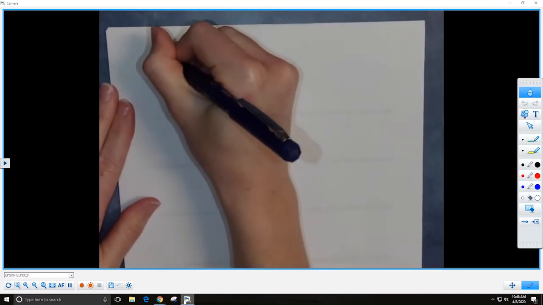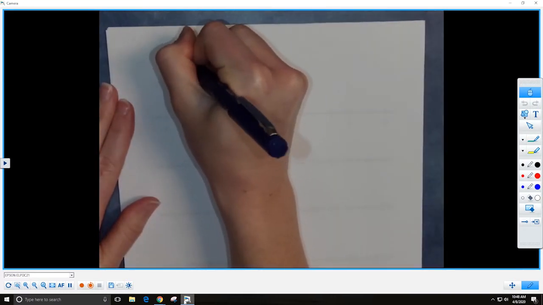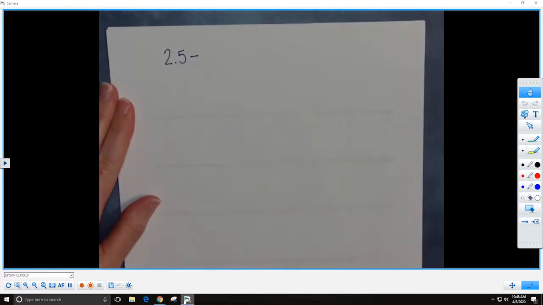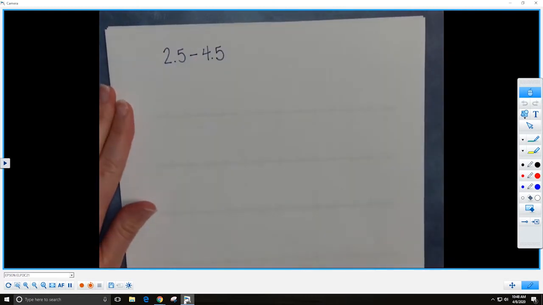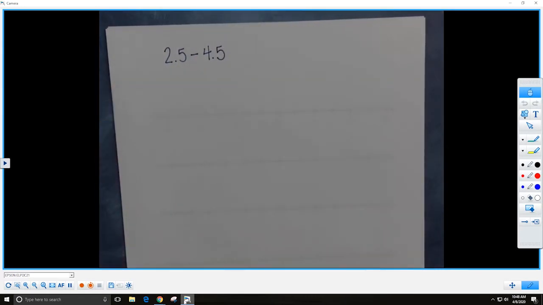Let's review using the strategy of a number line to subtract. So our first problem, what is 2 5/10 minus 4 5/10? Take a minute, draw a number line, and come up with your answer.